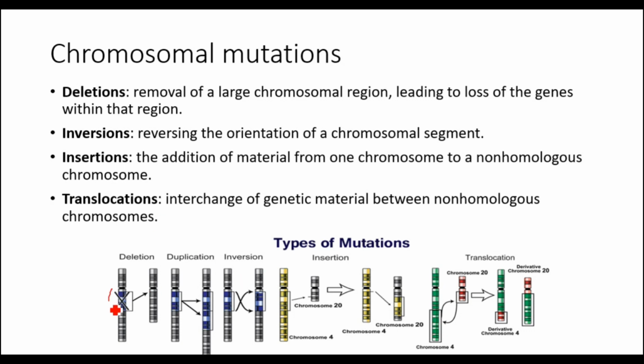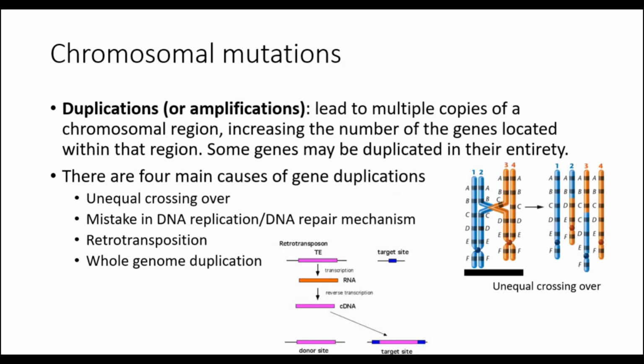Deletion is the removal of a chromosomal region. Inversion is the reversing of the orientation of chromosomal segments. Insertion is the addition of material into the chromosomal region from a non-homologous chromosome. And translocation is the interchange of genetic material between non-homologous chromosomes.